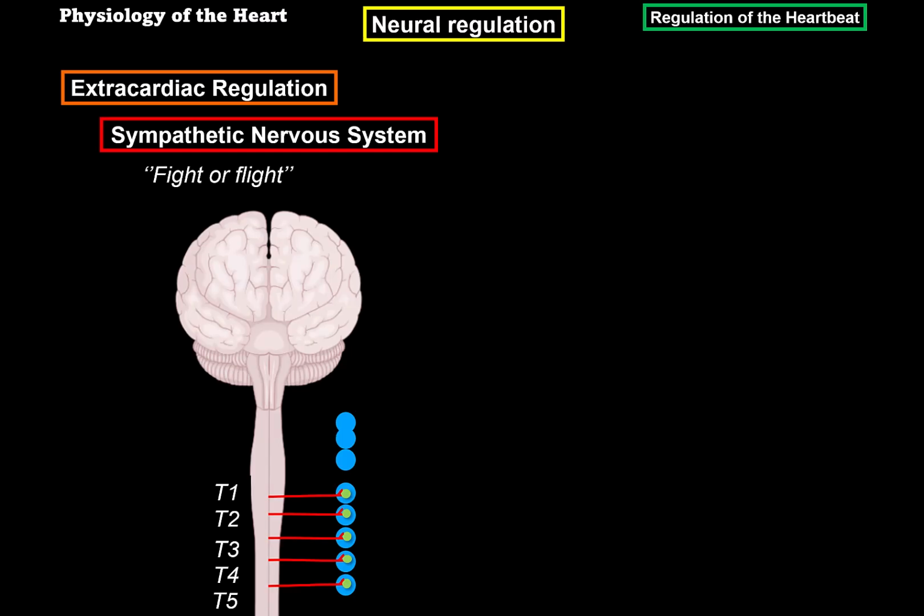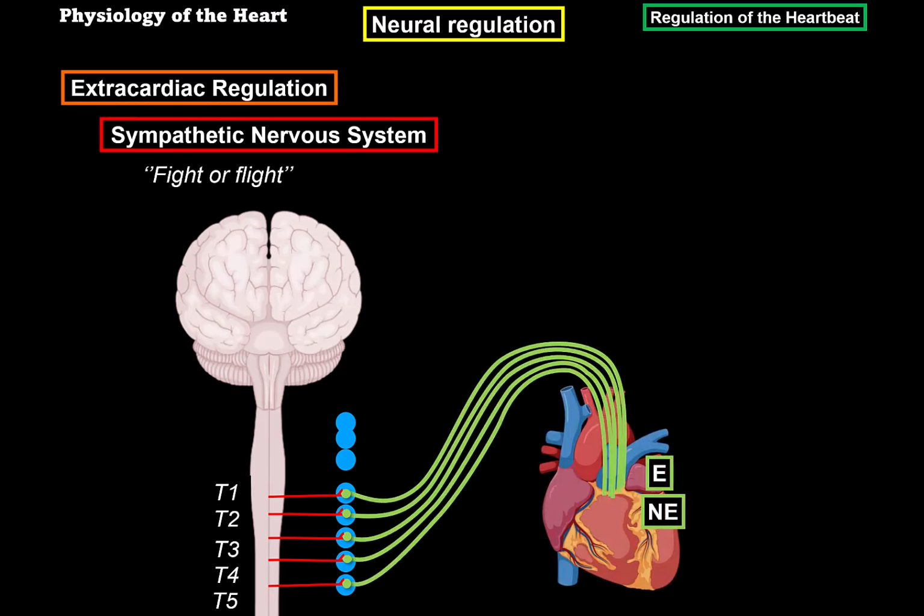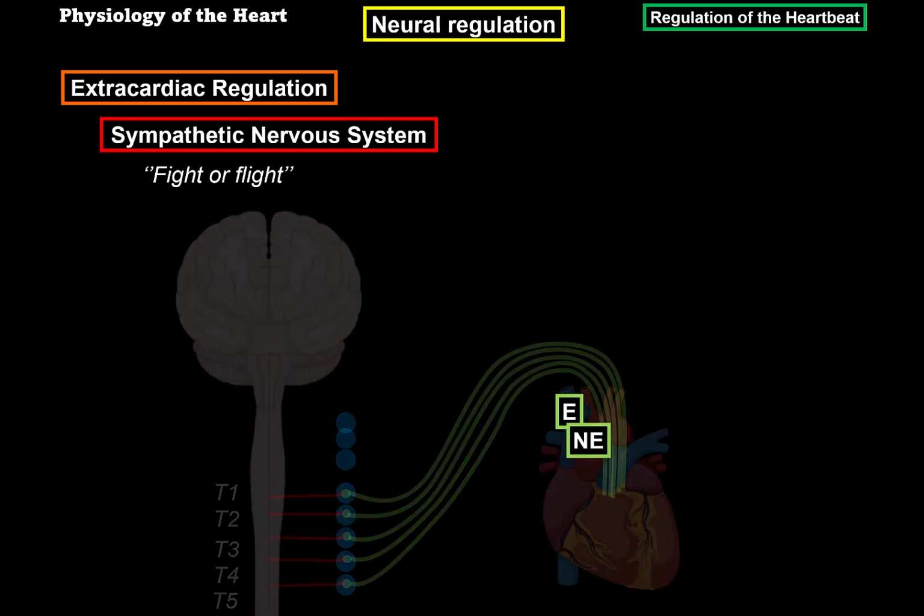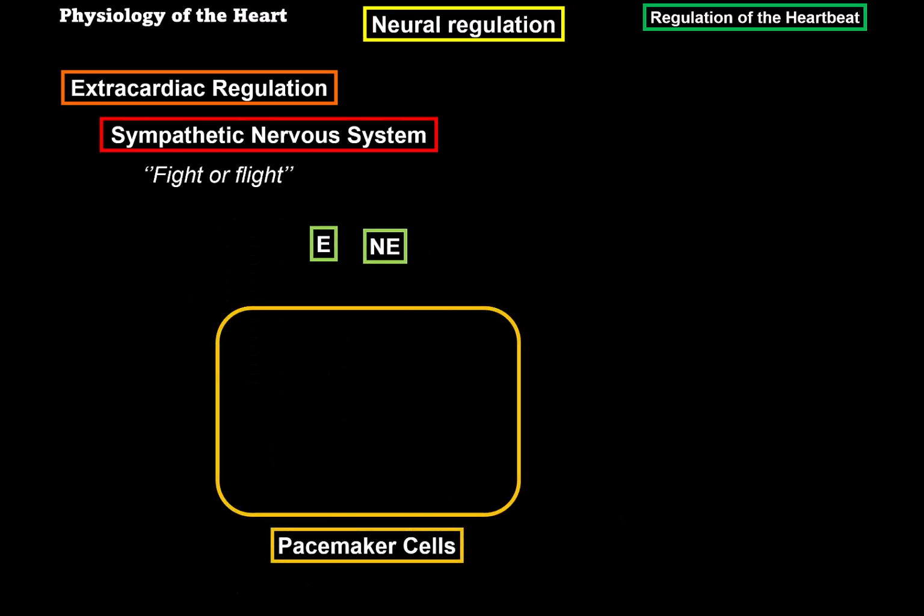The paravertebral ganglia will now give off postganglionic sympathetic fibers towards the heart, specifically targeting the nodal cells and the contractile cardiomyocytes, releasing primarily norepinephrine, but also a little bit of epi as well. Most of the epinephrine comes from the adrenal medulla. Alright, let's zoom into one pacemaker cell and see what happens.